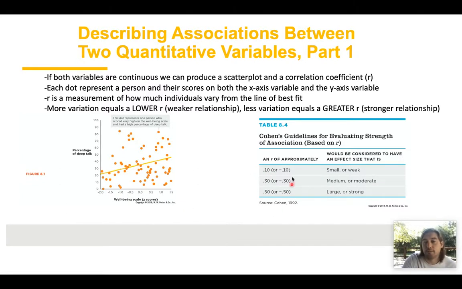But in general, 0.5 or negative 0.5, right? We're talking about absolute value, or greater means a strong correlation. 0.3 or negative 0.3 means a moderate. 0.1 or negative 0.1 means small or weak.